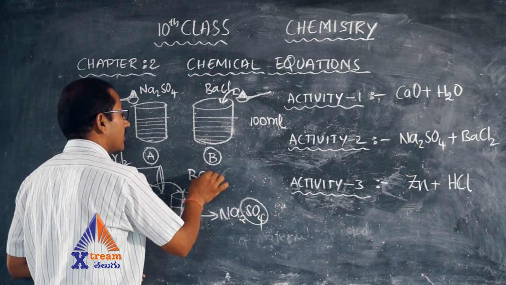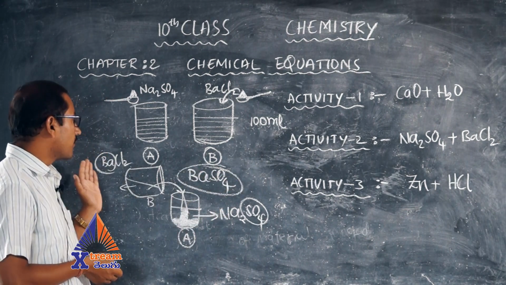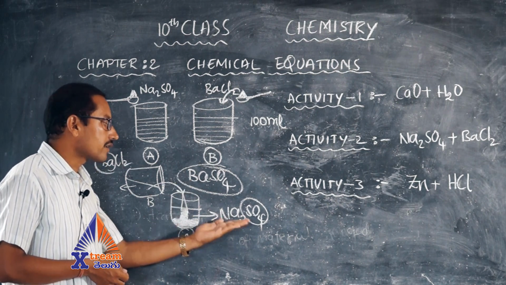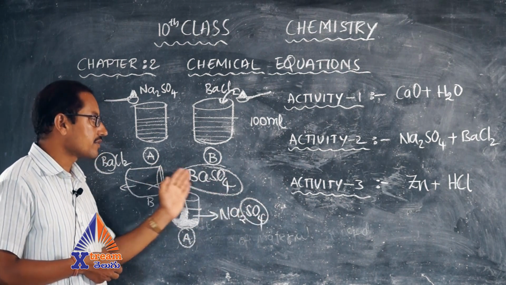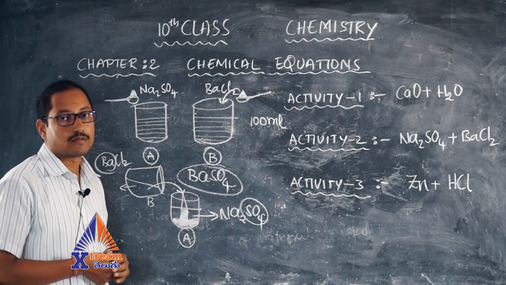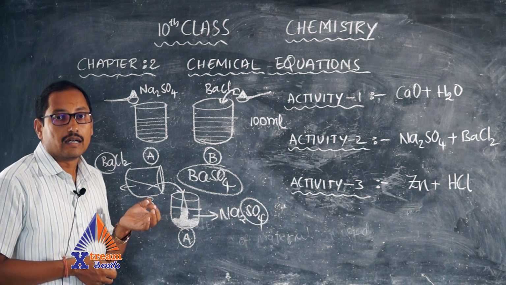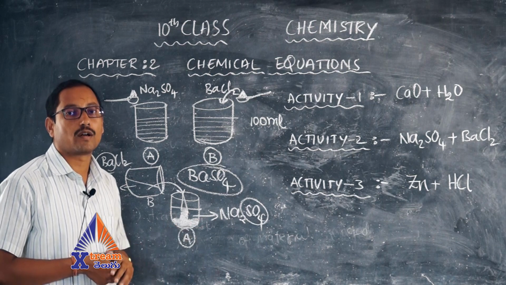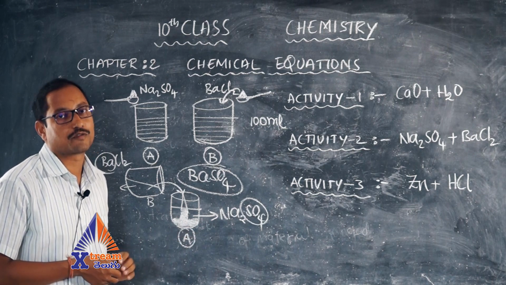We will have BaSO4, barium sulfate, formed. From the first chemical, barium has been taken. From the second chemical, sulfate has been taken, and barium sulfate is formed. The color of barium sulfate is white and it is not soluble in water. As it is not soluble in water, you will have the precipitate formed, and this precipitate settles down at the bottom of the beaker.